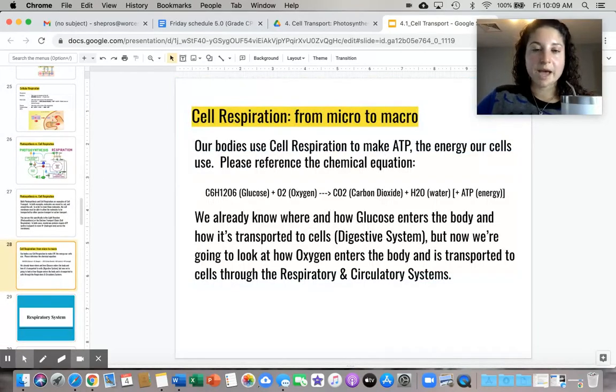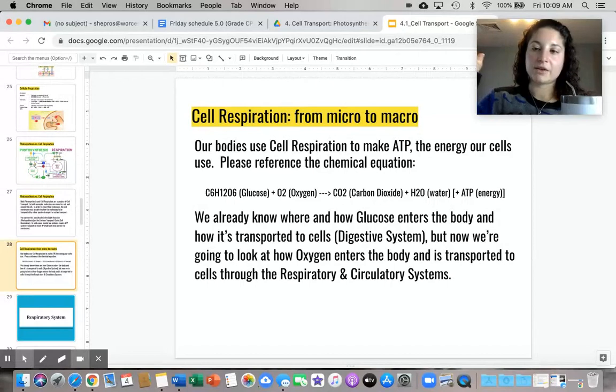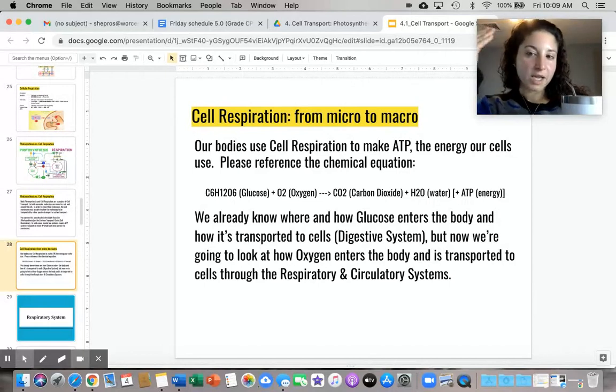And this is coming back to cell respiration. So we're going from that micro and then looking at the macro. So we're going from the small part of it, like what's happening inside the cell, to what's happening on the larger scale, maybe in an organism. So our bodies use cell respiration to make ATP, the energy our cells use.